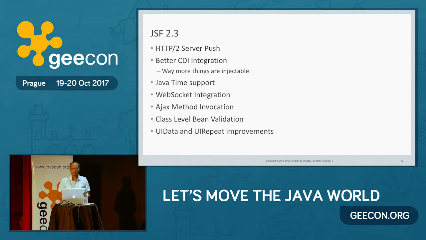For JSF 2.3, there were many small improvements. I've heard something like 600 JIRAs have been addressed within this version of the API. Most important are perhaps better CDI integration, Java time support, WebSocket integration, AJAX method invocation.